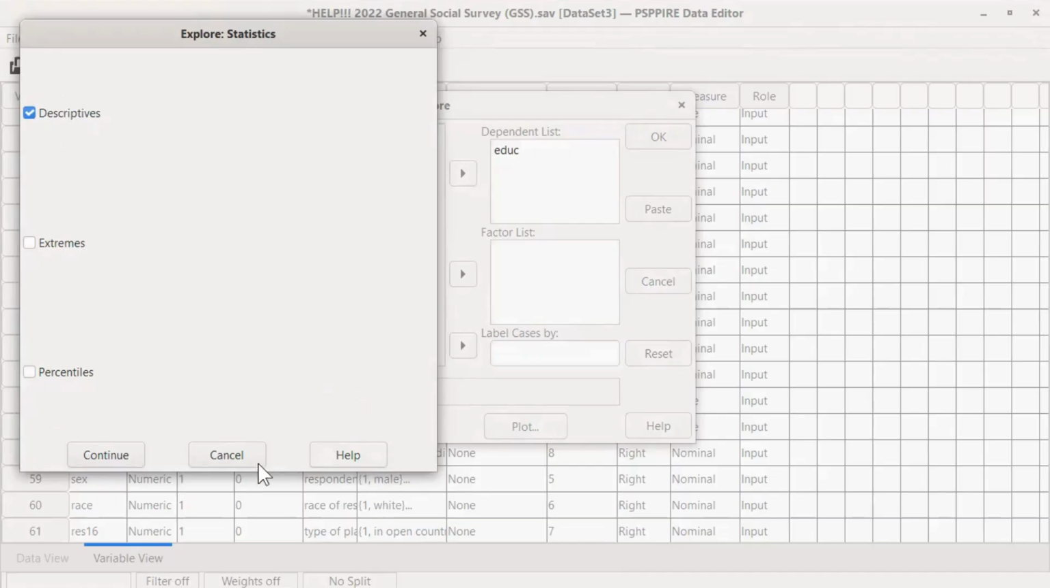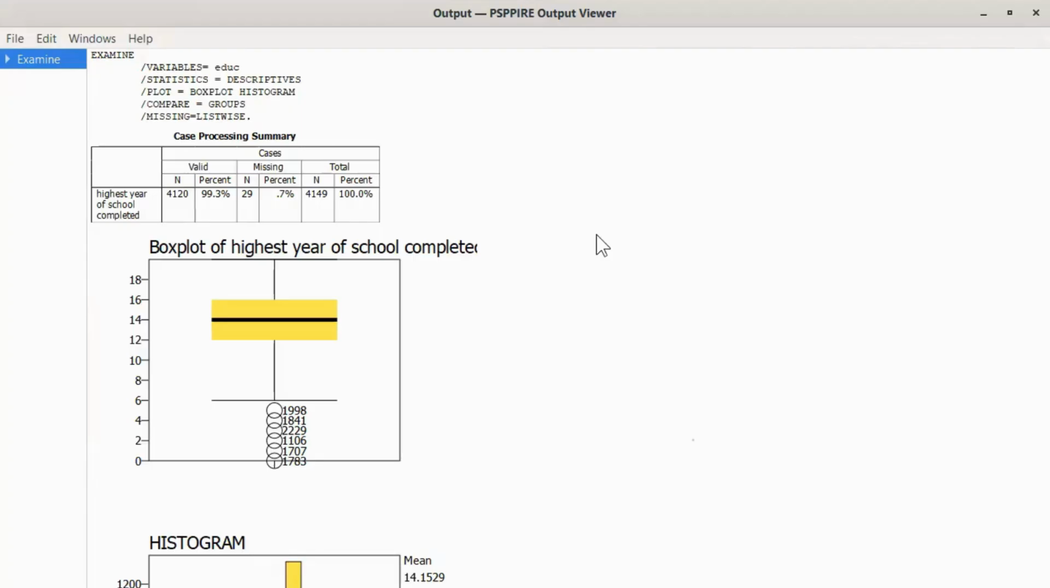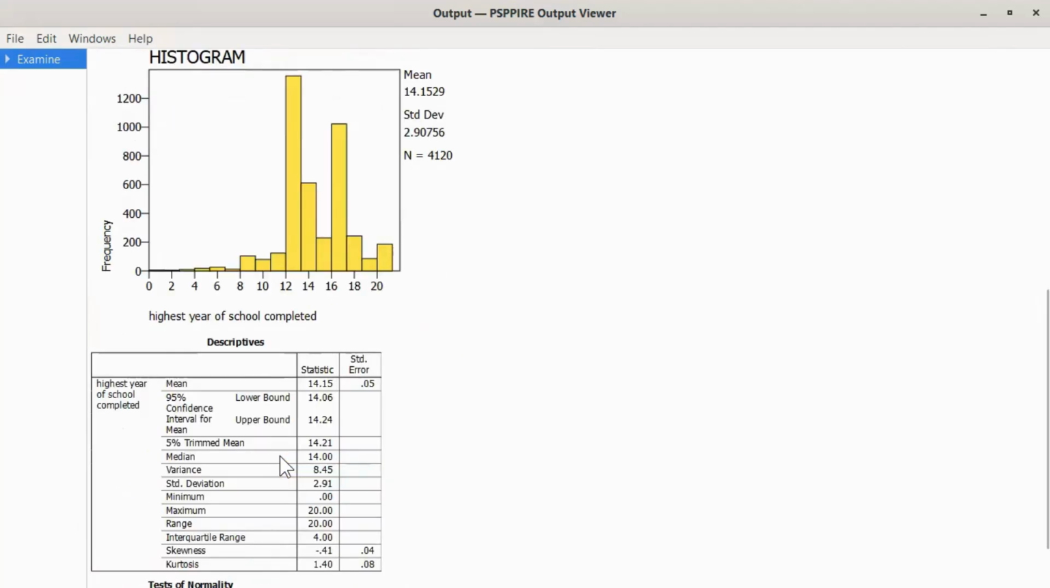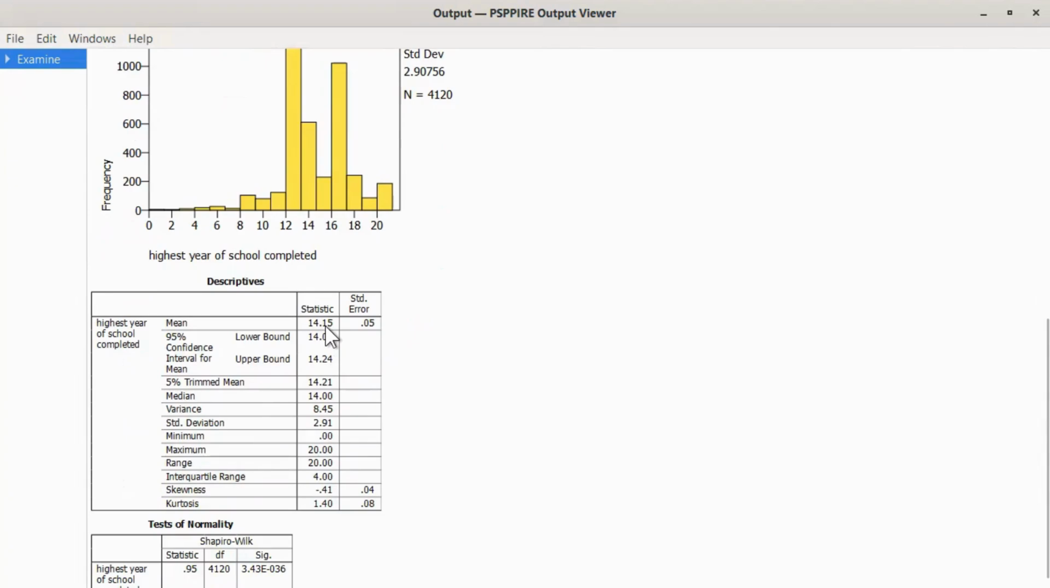Always remember to do that. And then click continue and then click OK. Now it's going to give you some box plots, but we don't need those. Scroll down. Here's a cool histogram showing the distribution of the highest year education by the number of people in the data set, which is cool to see. Down here, we have the average. Hey, check it out. That's just like what we saw before, right? 14.15 and the median. No mode. It doesn't give you the mode, which is so weird.